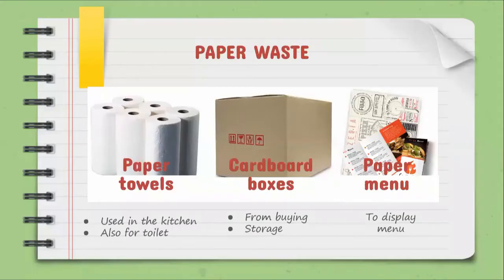Next, paper waste. These are the three items that contribute to the paper waste in buffet restaurants. First is paper towels. Paper towels are mostly used in the kitchen to wipe the plates and the tables. As for the toilet, it is mostly used to dry hands. For the cardboard boxes, it is mostly obtained from buying ingredients in bulk, and for the storage, it is used to store the ingredients. Paper menu that is used to display the menu is also a part of the paper waste used in the buffet restaurant. I will be passing to Shafika Akila now.